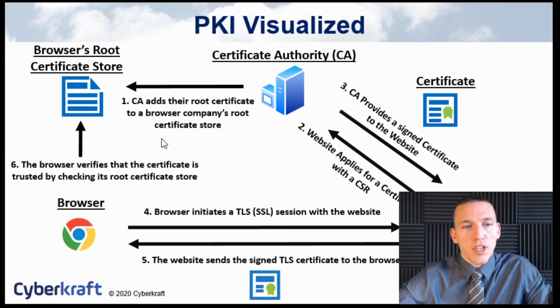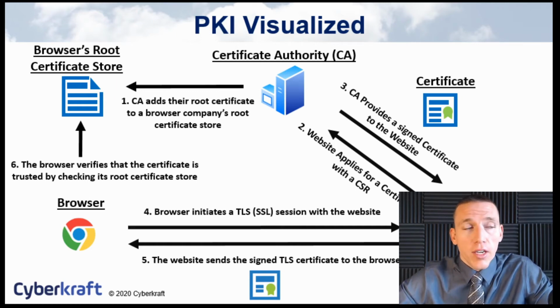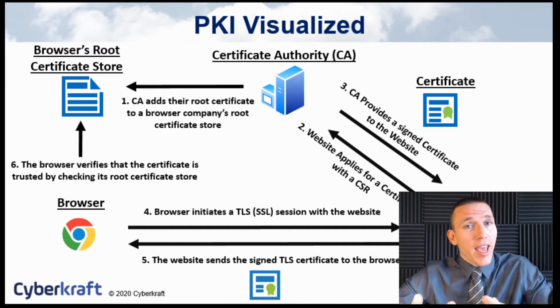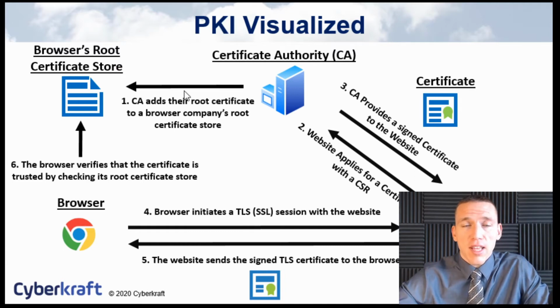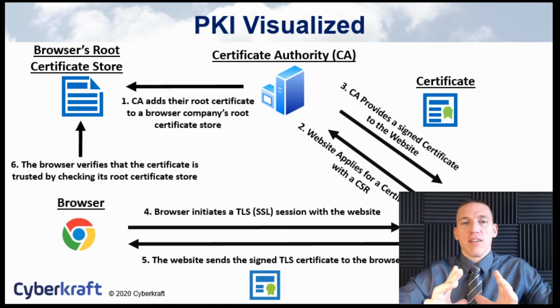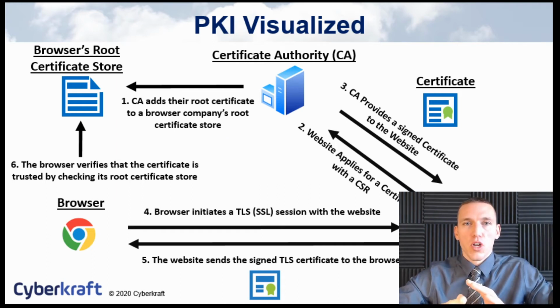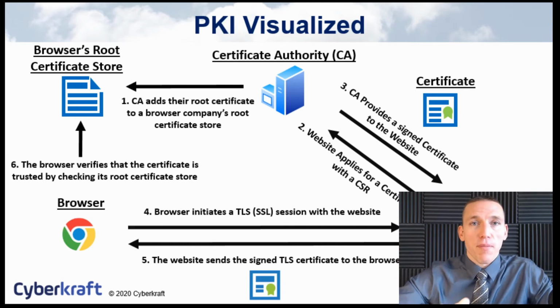At the very first step, you're going to have the browser. The user's browsers, like Chrome, Firefox, Safari, Internet Explorer, are going to have a root certificate store. That root certificate store is going to contain many different certificates that are derived from certificate authorities. So the certificate authority will be adding their root certificates to the browser's root certificate stores. That CA's root certificate will allow that browser to recognize certificates from that CA.